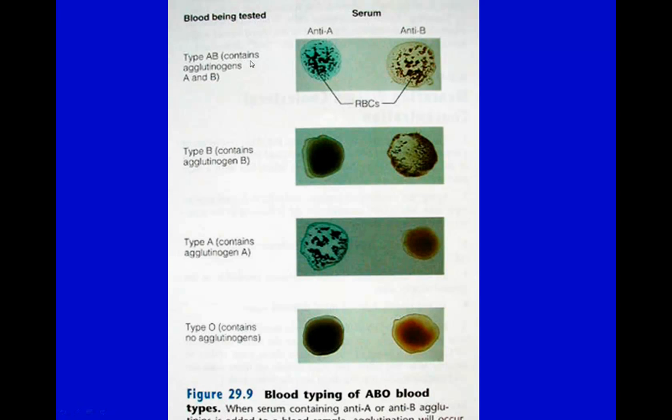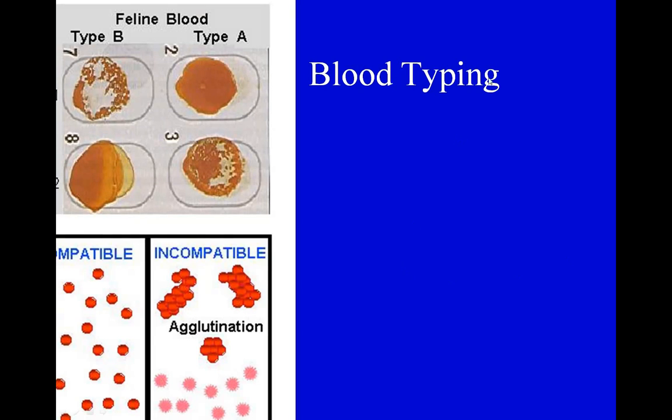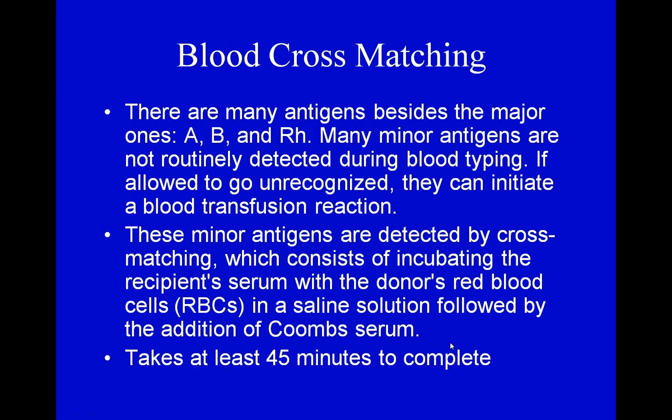So AB blood contains antigens for A and B. It's going to be anti-A and anti-B antibodies. Type O contains no antigens. So remember, O is the universal donor. AB is the universal recipient of blood. When we do blood typing, we're looking for compatible, which means there would be no clumping. When clumping occurs, we can tell that there were antibodies for that.